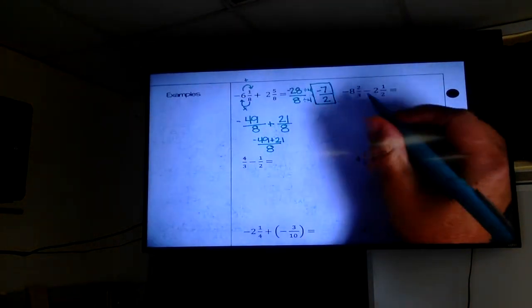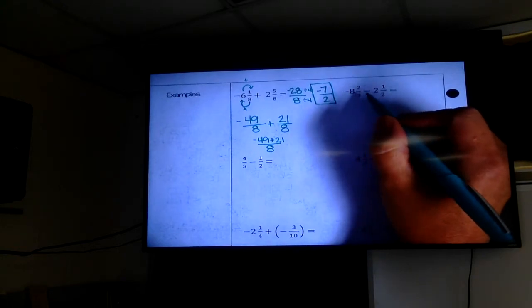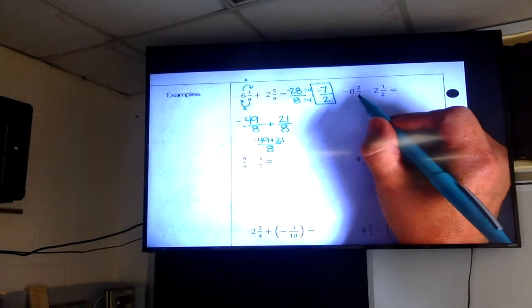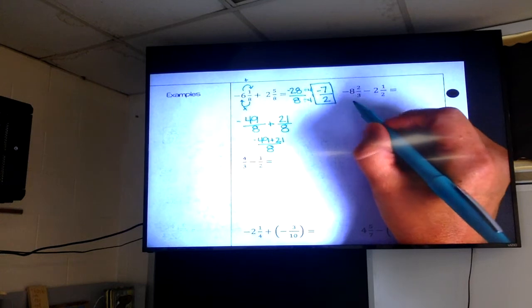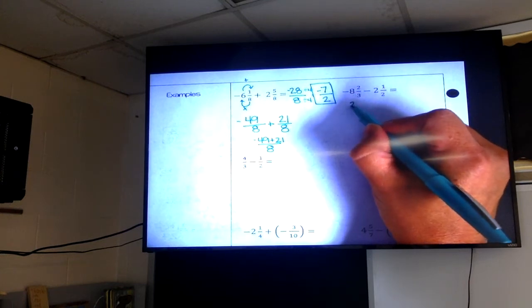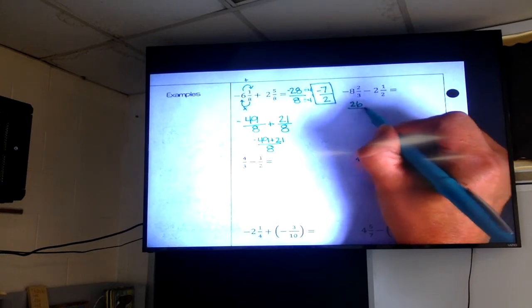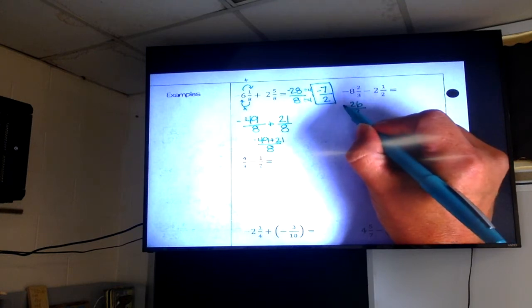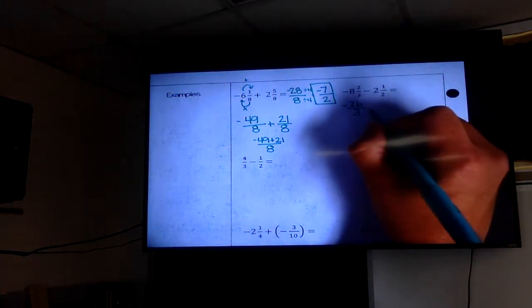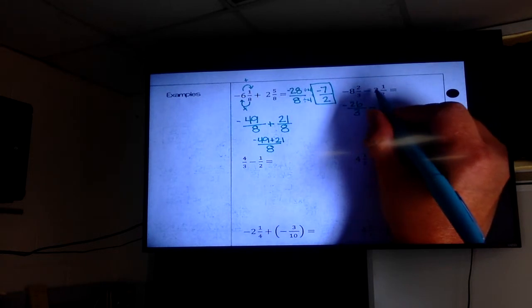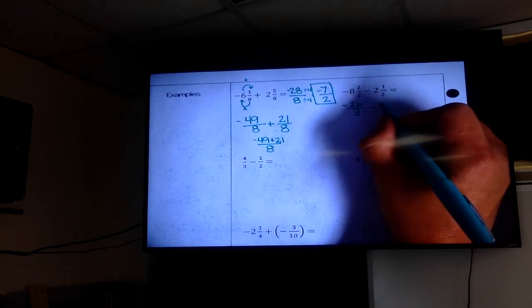Okay, let's try the next one. Negative 8 2/3 minus 2 1/2. I make it improper. So 3 times 8 is 24 plus 2 is 26. Keep the denominator. And this was negative, so I'm going to write negative. Minus 2 times 2 is 4, plus 1 is 5, so I have 5/2.